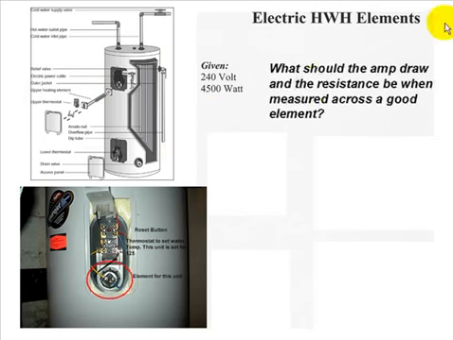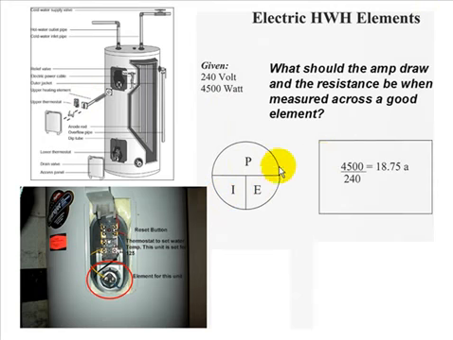So what should the amp draw and the resistance be when measured across a good element? Okay, a good element. What should it show up as? Well, P over E. We're going to solve for current. We know that it's 4,500 watts over 240 volts. So watts divided by volts is going to give me 18.75 amps.